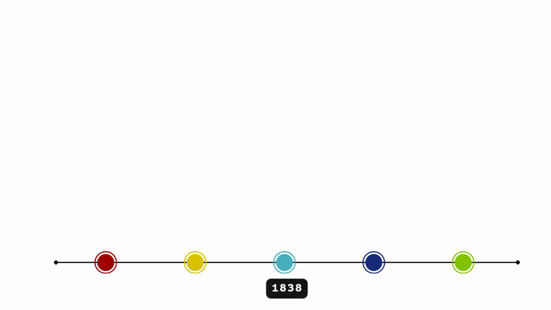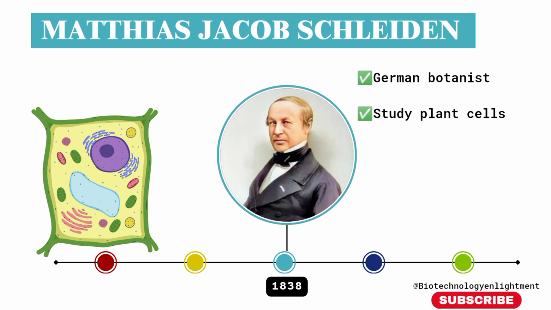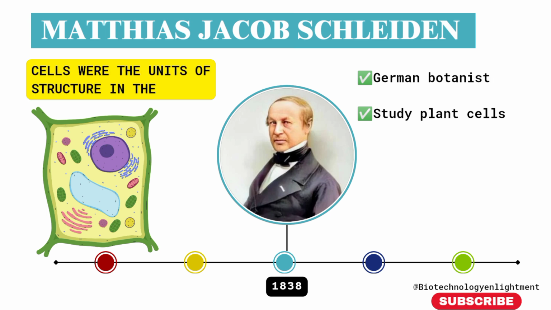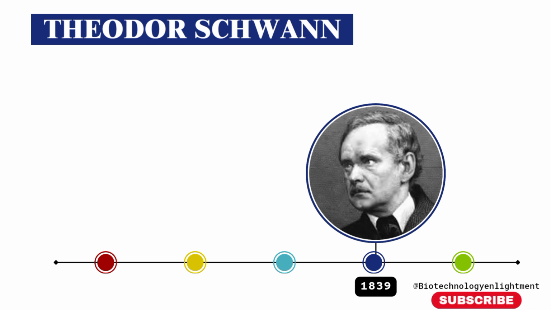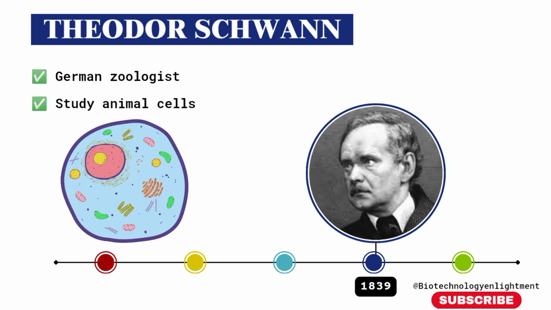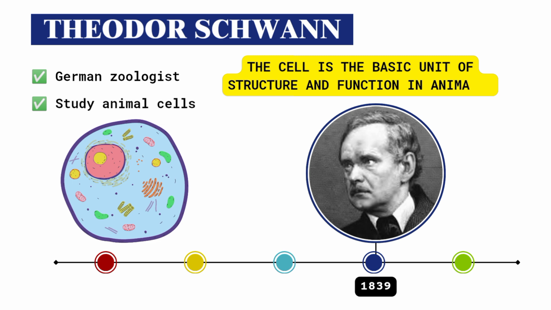In 1838, Matthias Jakob Schleiden, a German botanist, studied plant cells. He found that cells were the units of structure in plants. Later, in 1839, Theodor Schwann, a German zoologist, studied animal cells and said that the cell is the basic unit of structure and function in animals.